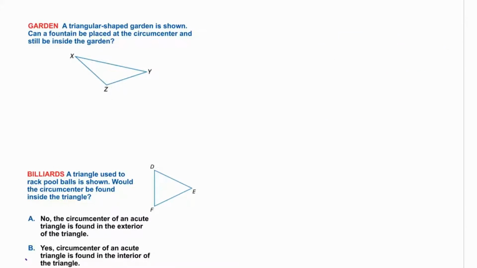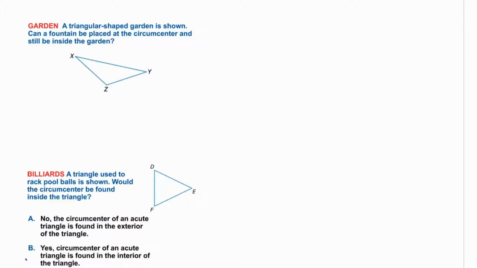So the next problem is saying that if we had a triangular shaped garden, can a fountain be placed at the circumcenter and be still inside the garden? So in other words, is the point of the intersection of the three perpendicular bisectors of the sides, does that intersection point occur in the garden or outside of the garden?